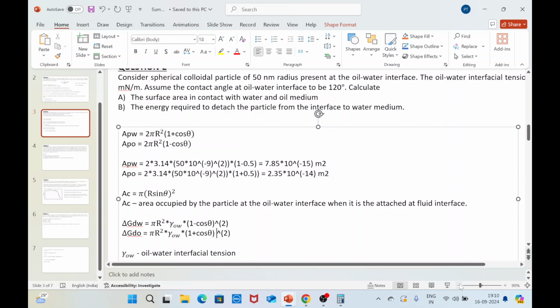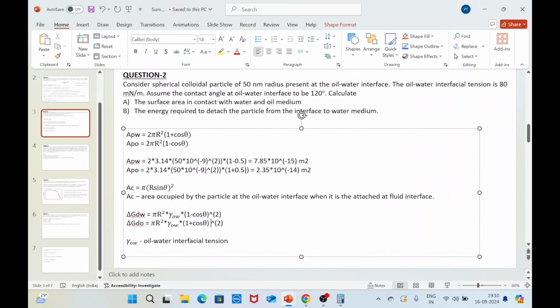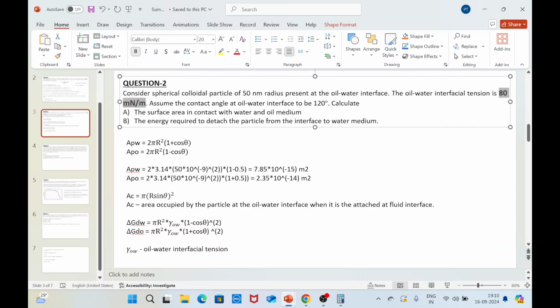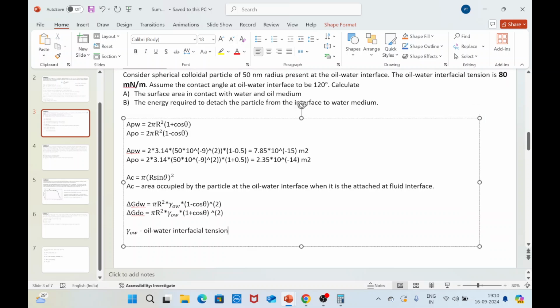Here your interfacial tension, if you see, is given to be 80 millinewton per meter. So this expression is nothing but 80 millinewton per meter. This is as per the given question.